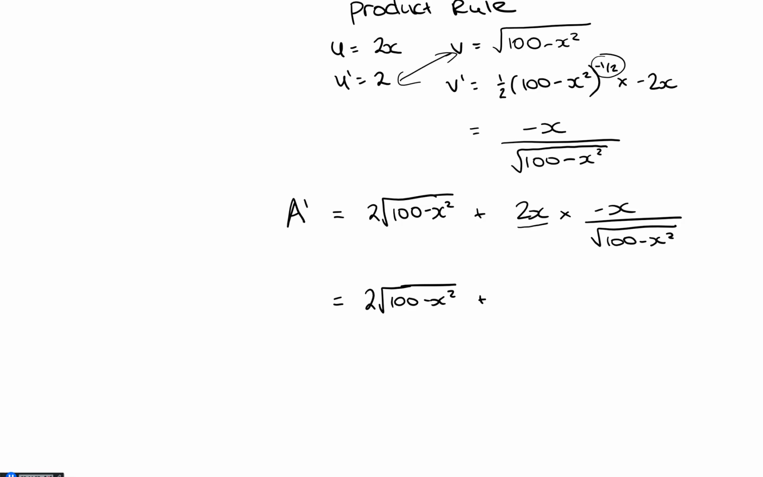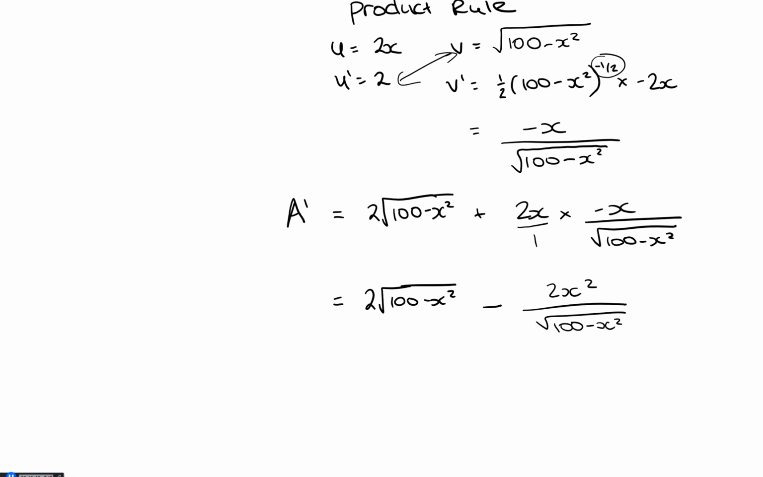And now remember, if you have a fraction, just think of it as over 1. So it's going to be 2x times a negative x, which is negative 2x squared, and 1 times root 100, which is just root 100 take x squared. Now, instead of having a plus and then a negative, I can just make that a minus in between those.